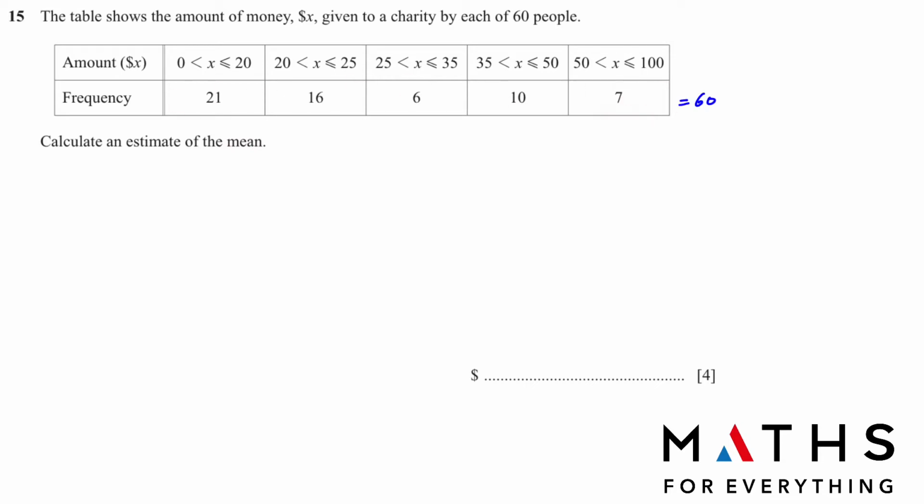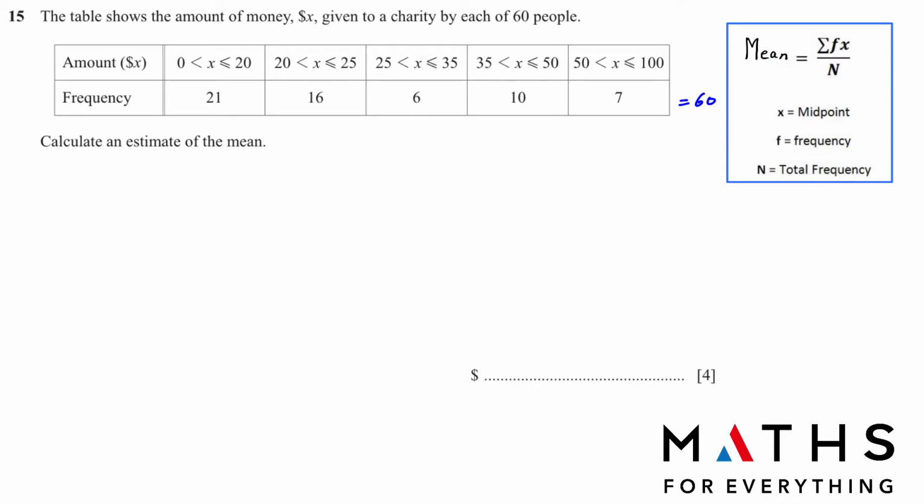The total frequency is 60. To find the mean of grouped data like this, there's a formula that we need to know: the mean is the sum of f multiplied by x, divided by n, where x is the midpoint of the class width, f is the frequency of that particular class, and n is the total frequency. It's a 4-mark question. Again, write down the formula so that you remember.